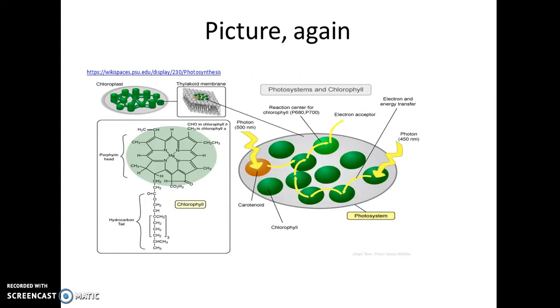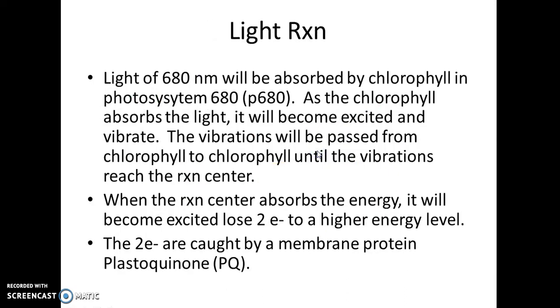And here's the picture again. So we have different types of chlorophyll. They pass along the energy, and one will lose an electron. What is going on here? So what happens in the light reaction? That's what we're going to start with.